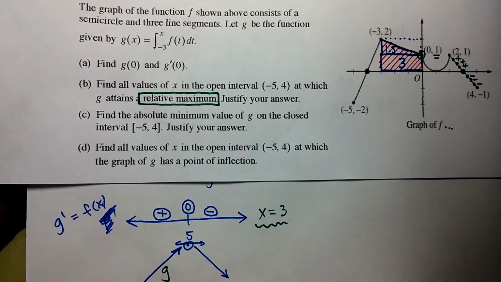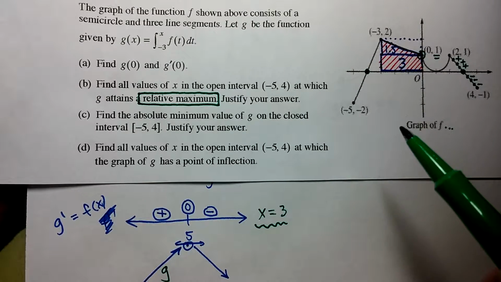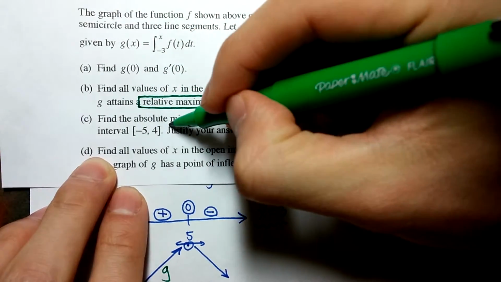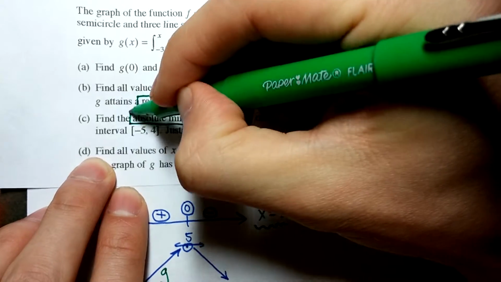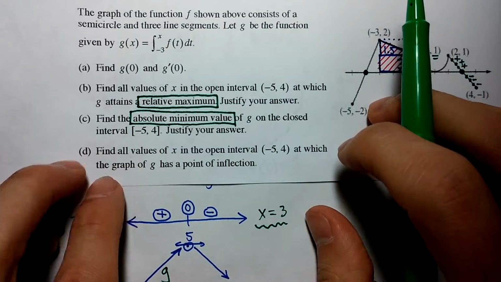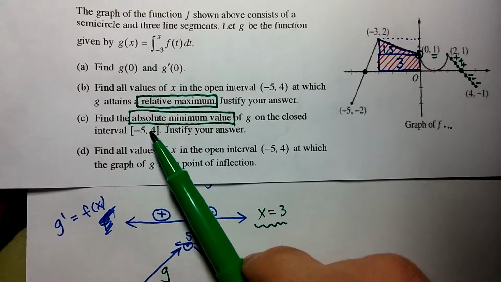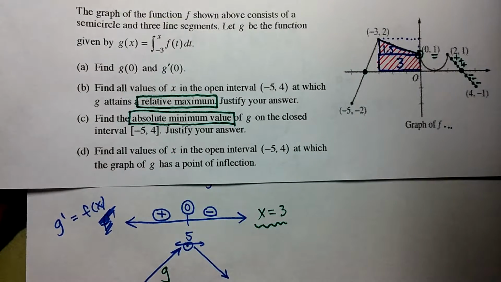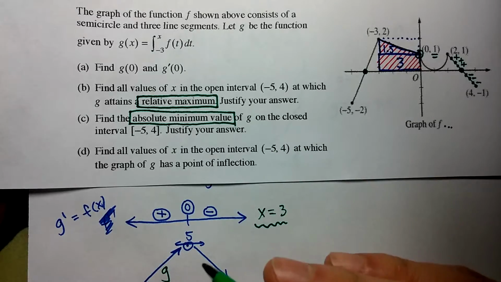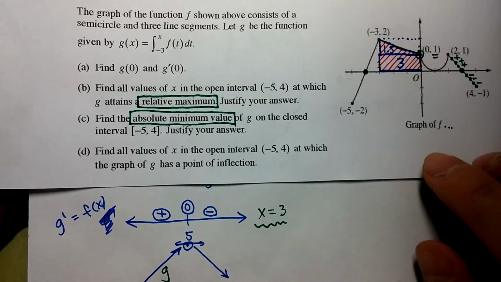All right, let's look at part C. Find the absolute minimum value on g on the closed interval negative 5 to 4. Now, again, the key word here is minimum value, but don't forget that absolute minimum value is a little bit different from a relative minimum value. Remember, on a closed interval, if we want to know the absolute minimum point, or the absolute minimum value, it has to be the absolute lowest. It's not guaranteed that it is your relative minimum, so you must check.